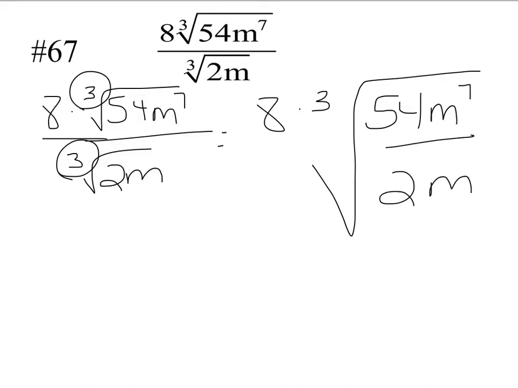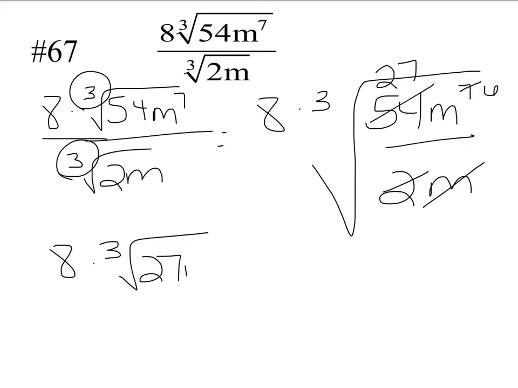Now what this does for us is it allows us to reduce the 54 over 2 and the m to the 7th, because this m will cancel with one of these m's, making this m to the 6th, and 54 over 2 can be reduced to 27. So what that leaves us with is 8 times the cube root of 27m to the 6th.